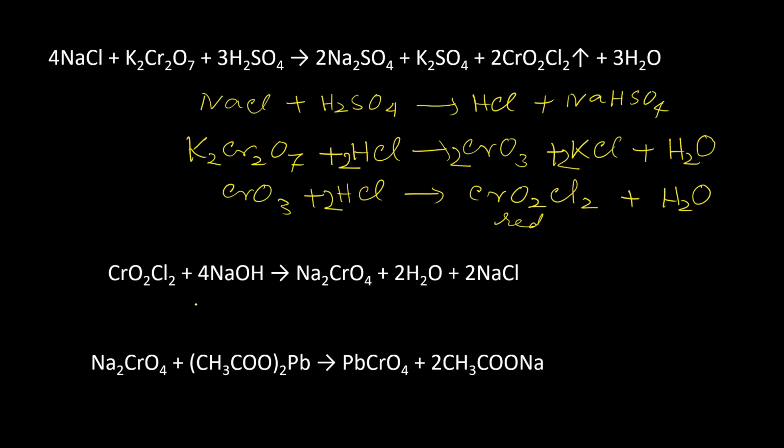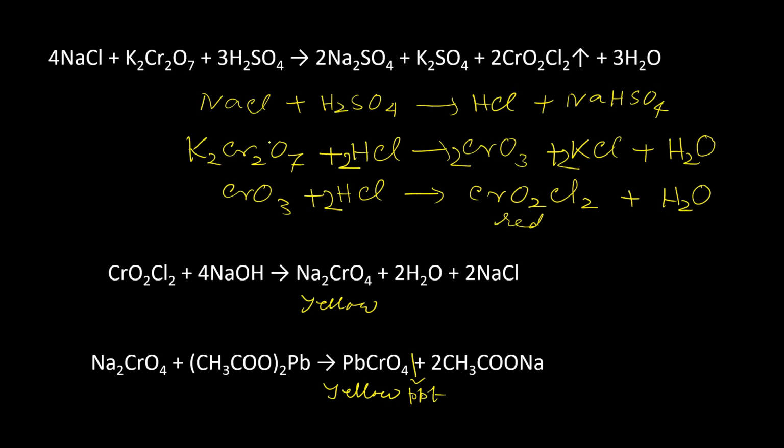Now this chromyl chloride, when you are adding this sodium hydroxide solution, then this yellow colored solution, sodium chromate, is formed, right? And now this sodium chromate is in the solution. When you are adding lead acetate, then what is happening? This yellow precipitate of lead chromate is formed, and this reaction confirms chloride. Okay. Now, there are some characteristics of this reaction.